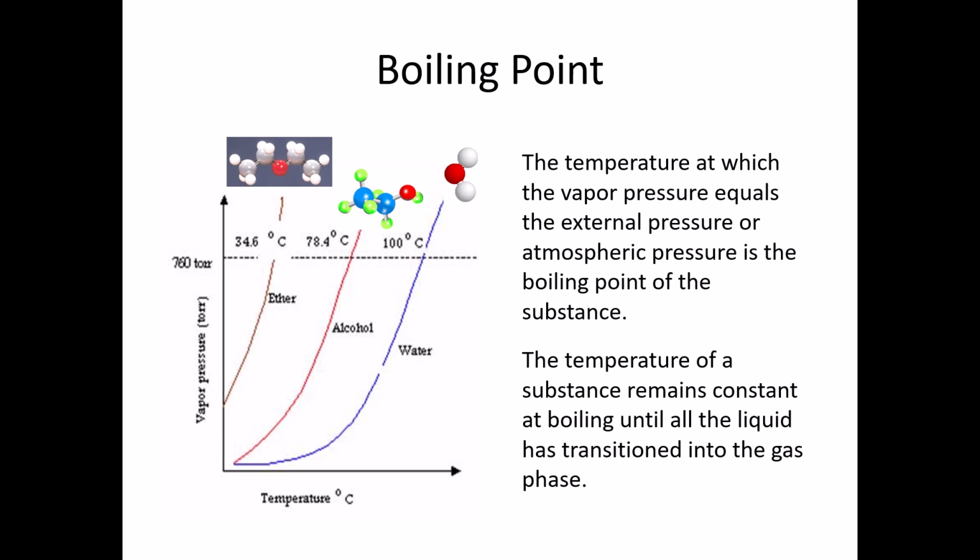So if we look back at our vapor pressure versus temperature graph, we can determine the boiling point of a substance based on when its vapor pressure equals that of the external pressure. So 760 torr is our external pressure, this flat line going across. And if we look at our ether, alcohol, and water graphs, we can see that the ether crosses this line and has vapor pressure equal to 760 torr at 34.6 degrees Celsius. So this represents the boiling point for ether. Alcohol crosses at 78.4, and water crosses at 100 degrees Celsius.